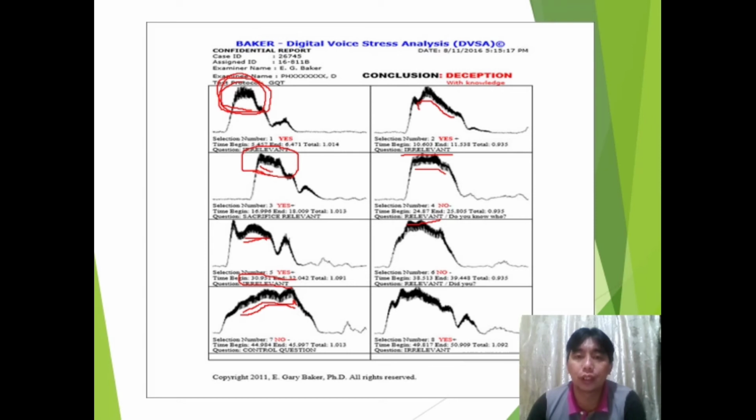And then much more here, you will notice that there is a gap again. This is the relevant question. While in the last one, the irrelevant question, you will notice that there seems to be no more gaps in between the edges of this tracing. There still seems to be a little, but the degree is not as high as in here. So that's the basis in determining whether the subject is deceptive or not, in as far as PSE is concerned.